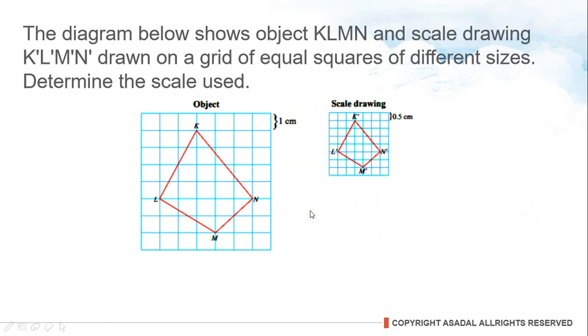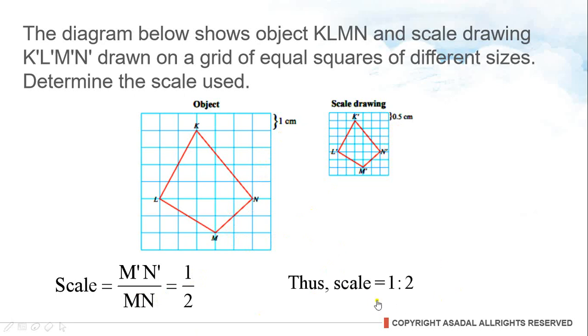Okay, same as the previous question. Use the same formula. This one, 2 units times 0.5, 1. For MN, 2 units times 1, 2. 1 over 2. So the answer is 1:2.